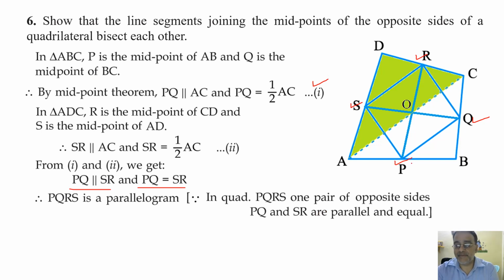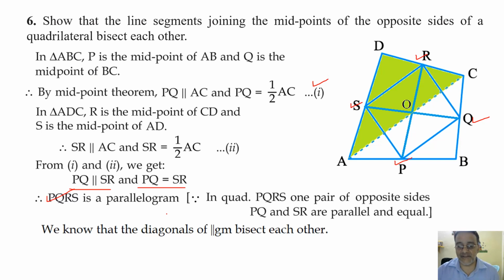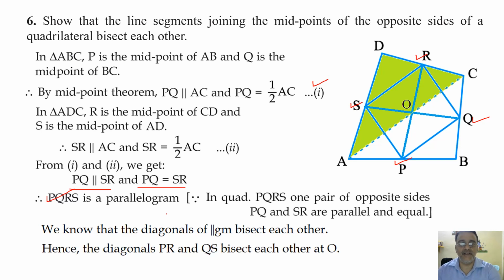Now PR and QS are what of this parallelogram? Diagonals, and we know that diagonals of a parallelogram bisect each other. So therefore diagonals PR and QS bisect each other at point O. So this is question number 6.